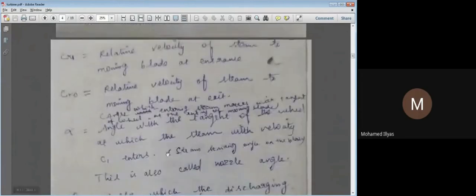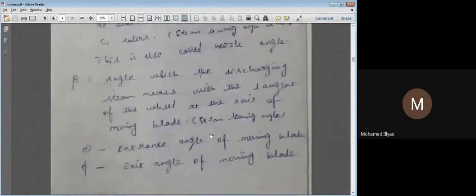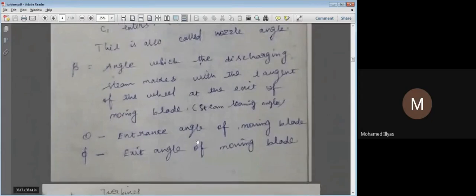Alpha is the steam striking angle. We have other names also, but we'll understand it the easy way. Beta is the steam leaving angle. Theta and phi are the inlet angle and the outlet angle of the moving blades.